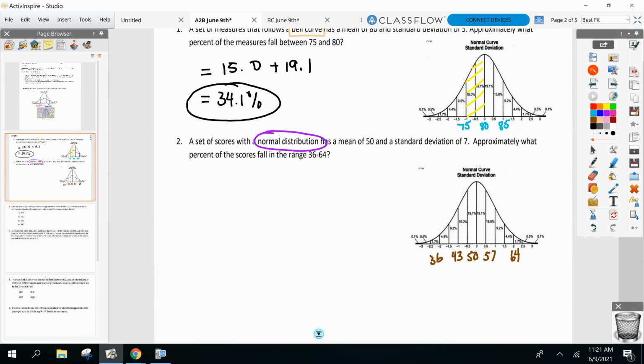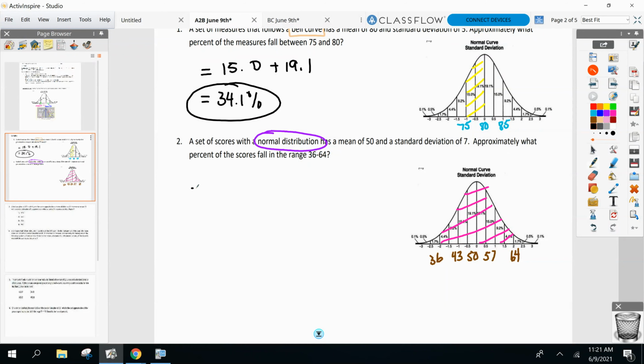All right, so here we go. So everything basically from negative 2 to 2 I'm adding. All the percents from 36 to 64. So if you don't have the range you need, keep adding or subtracting the standard deviation.